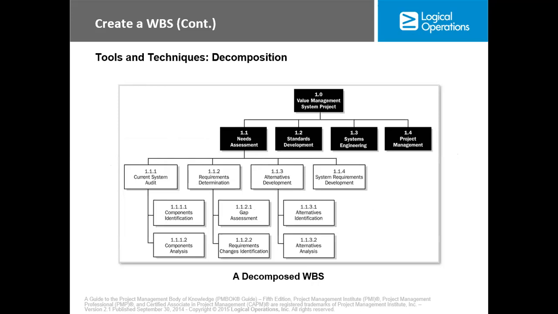Okay, so this is an example of decomposition. We have the value chain system project. It is decomposed into need analysis, need assessment, standard development, system engineering, and project management. Then the need assessment is further decomposed into current system audits, requirement determination, and so on and so forth. Then the current system audit is decomposed into component identification and component analysis. That is how it is broken down into various components.